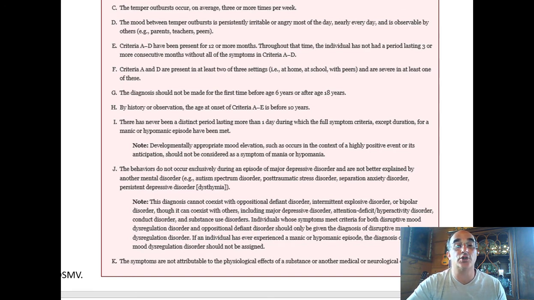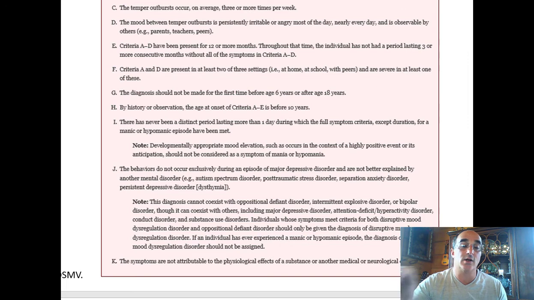The diagnosis should not be made for the first time before the age of 6 years old and not after the age of 18. And of course, by history or observation, the age of onset of criteria A through E is before 10 years of age. The DSM-5 tells us that there has never been a distinct period lasting more than 1 day during which full symptom criteria, except duration, for a manic or hypomanic episode have been met.